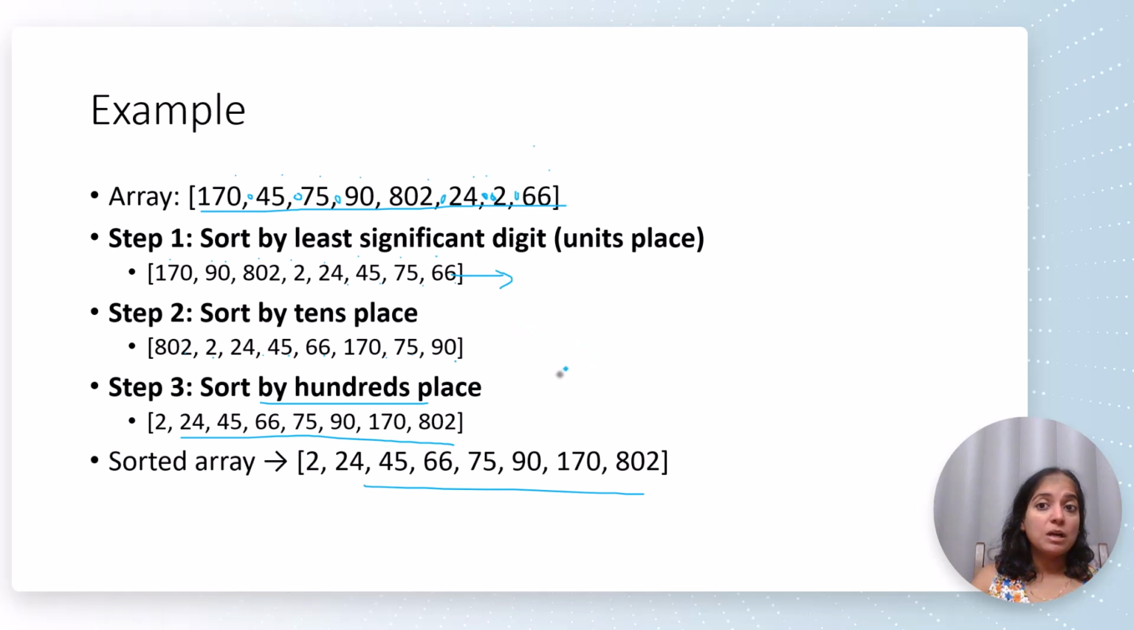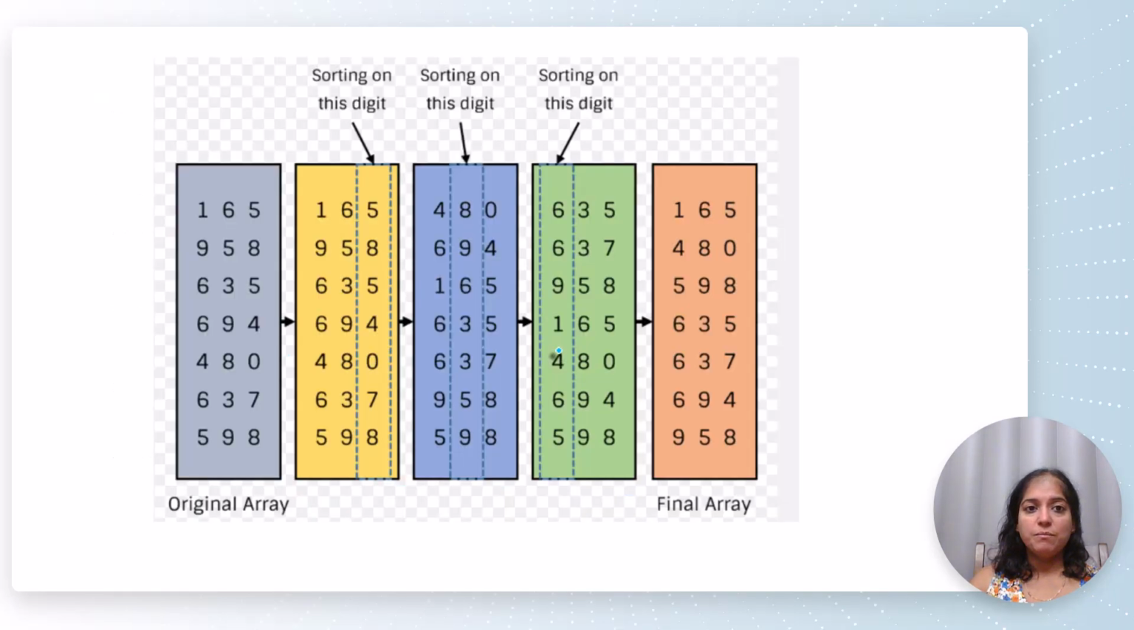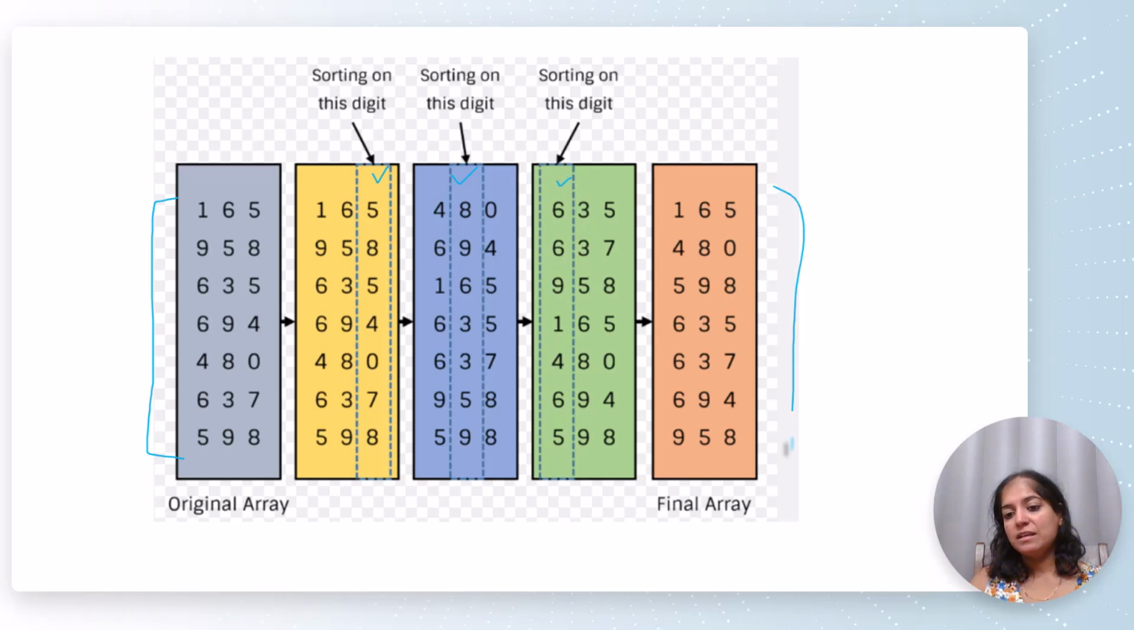So again, we are not comparing the elements themselves, we are comparing their digits from the least significant digit to the most significant digit. If you see this example again, these are the values of the original array. First we compare based on the least significant digit, then we move towards the next digit, and then we move towards the hundreds digit. So finally we get the sorted array.